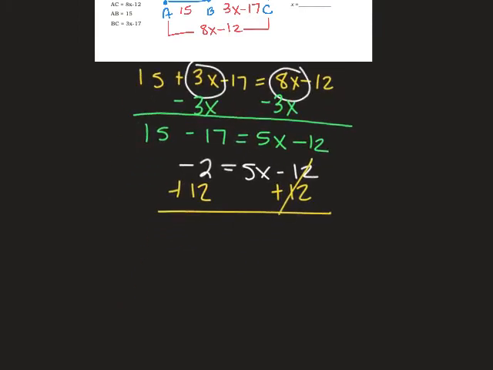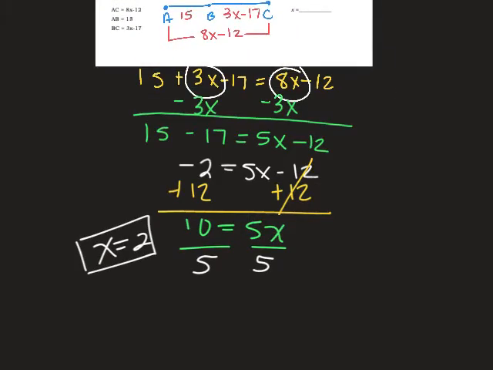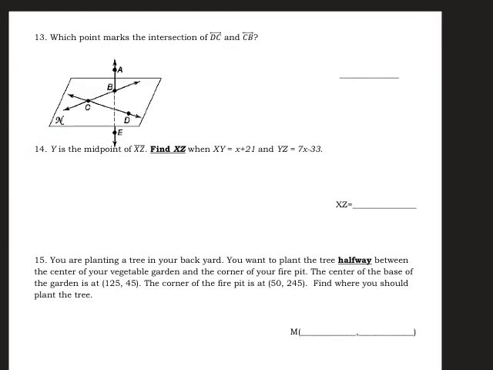So then we get 5x is equal to, you're right, 10. And then divide both sides by 5, and our x value is 2. And I believe that's all we wanted there. Good. So your x value is 2. Okay. More images. You ready?